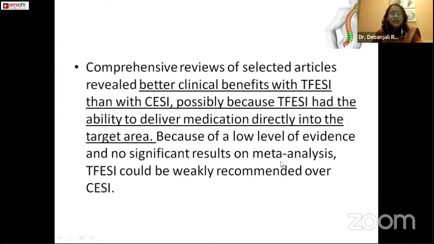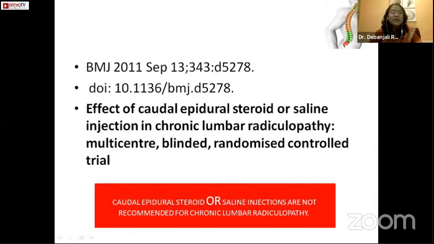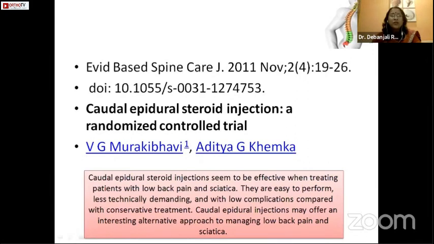The next journal was published in the British Medical Journal: effect of caudal epidural steroid or saline injection in chronic lumbar radiculopathy, a multicentric, blinded, randomized controlled trial. But surprisingly, they say that caudal epidural steroid or saline injections are not recommended for chronic lumbar radiculopathy. So we will go to another paper, which is a caudal epidural steroid injection randomized controlled trial.